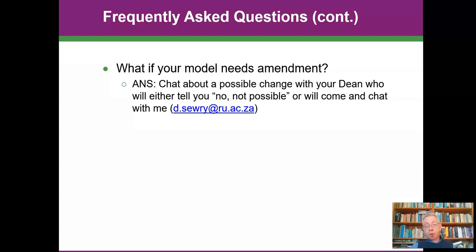Certainly if you're running more tutorials than the model comprises, you need to let me know, and that will be changed. If you're looking at making a dramatic change, for example, for a student to tutor ratio from 15:1 to say 5:1, that may well constitute a bridge too far. But that's a discussion that you need to have with your dean, who, as I have now said, will either say, no, I'm afraid that is not appropriate, or will agree with you and will then come and chat with me, and we will make an amendment to the model.